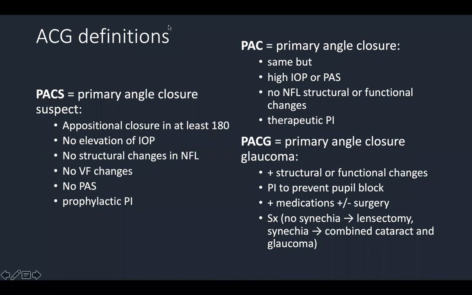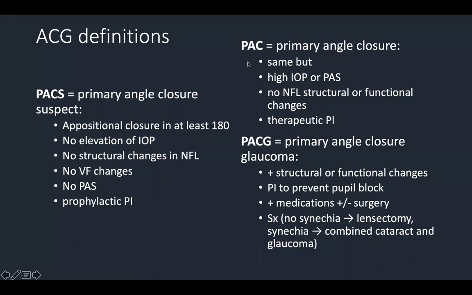I think I gave you this slide before. It's just for a review, just not to be confused, that we have primary angle closure suspects where the IOP is normal, the patient is asymptomatic, and the optic nerve is normal structurally and functionally, but the angle is closed appositionally in at least 180 degrees. So those patients usually found incidentally, and they need prophylactic PI.